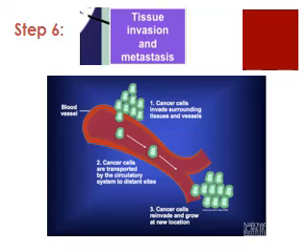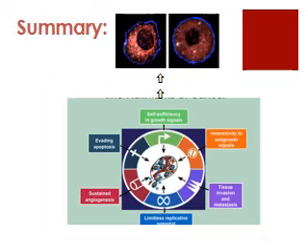Step 6 is tissue invasion and metastasis. And most of you have probably heard of the word metastasis and know that it means to what? Spread to different parts of the body. Correct. Well, cancer cells, here's a diagram, they can start in one area of the body and then be transported through the blood cells to another part of the body where a new mass will grow. And normally this occurs in the later stages of cancer.